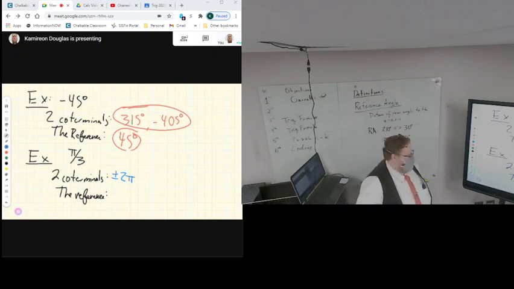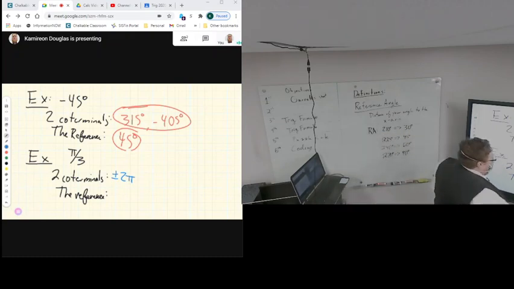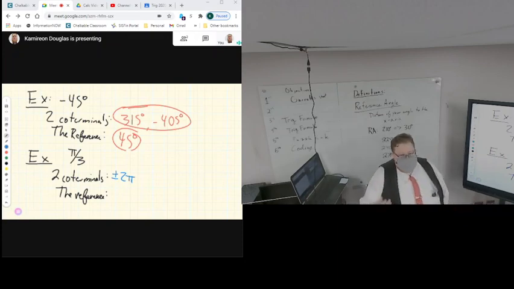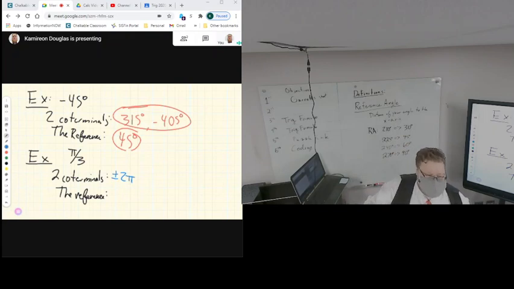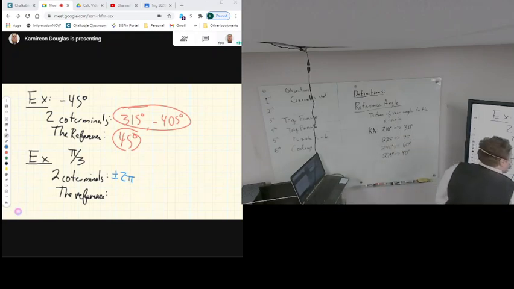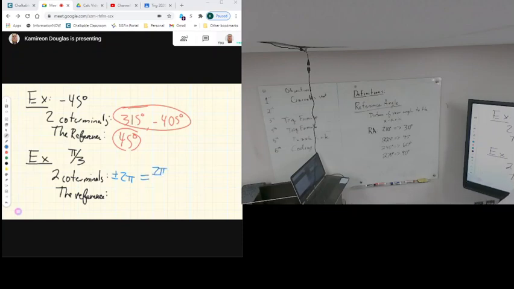Let's go. For the reference, same concept. It is the distance away from the axis. Again, if you are struggling with the radian side of it, do it in degrees, but make sure your answer is in radians. So, coterminals. Give me one. 7 pi over 3. 7 pi over 3 is correct. Or 420 degrees.